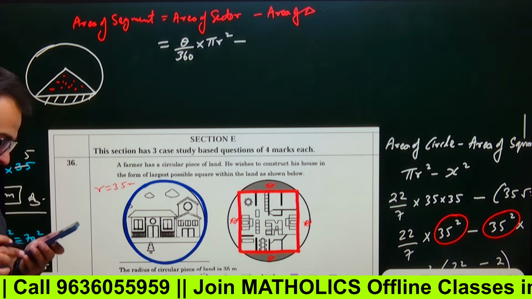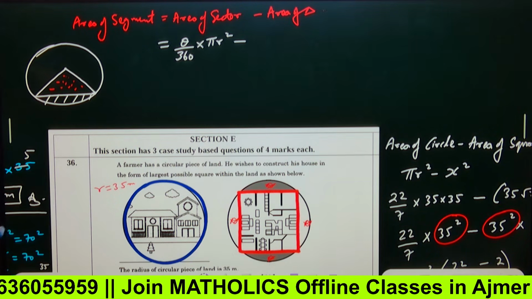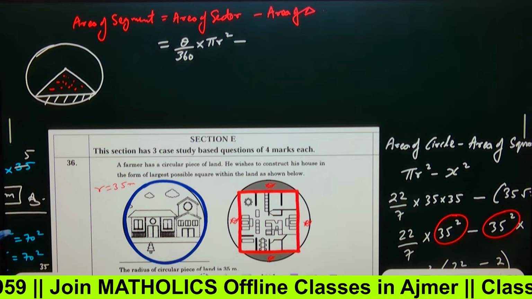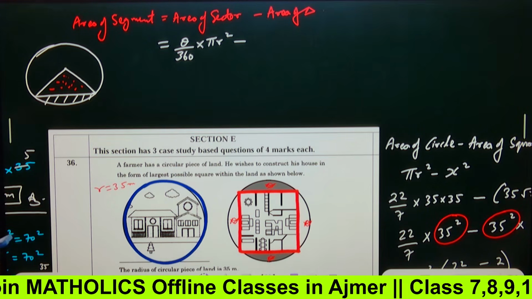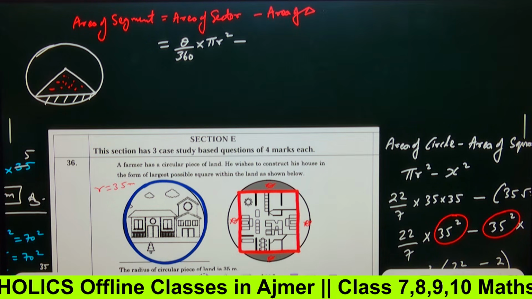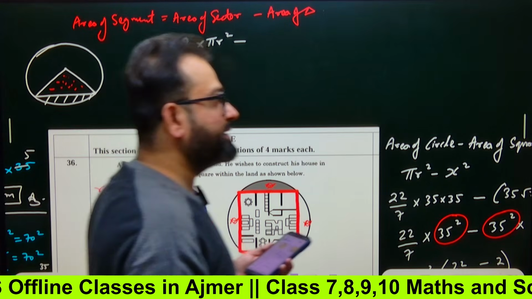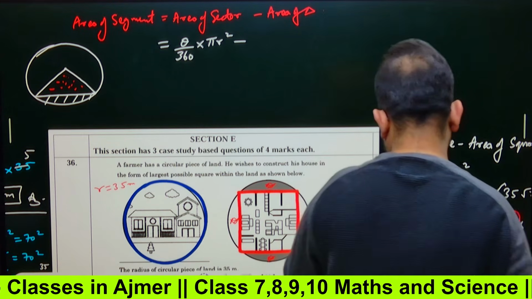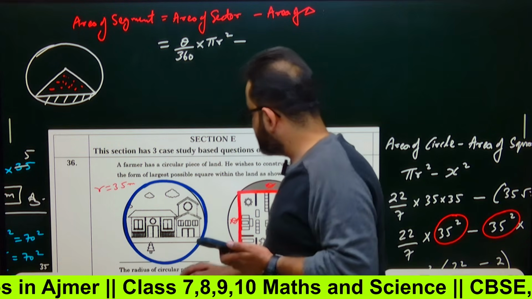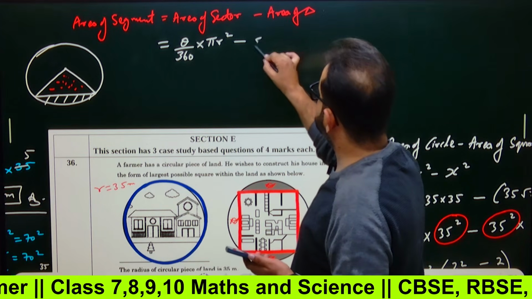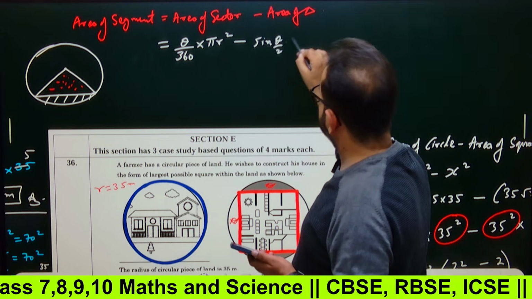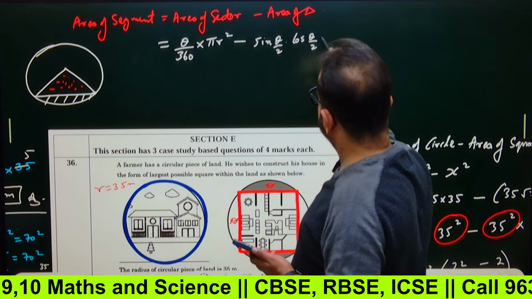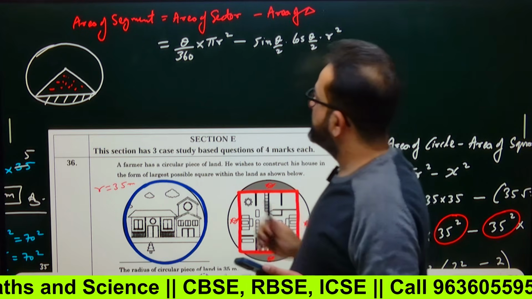Theta by 360 into pi r square, okay. Minus, tell me. Sin theta by 2 cos theta by 2 into r square. This is the formula. So what is theta?